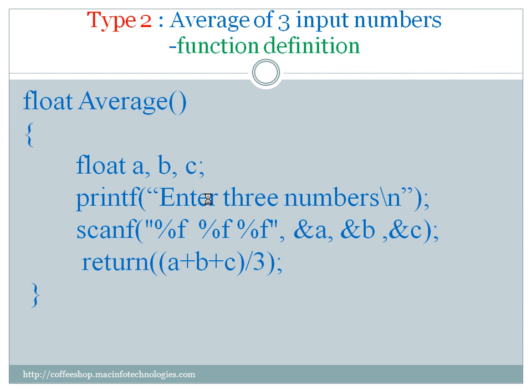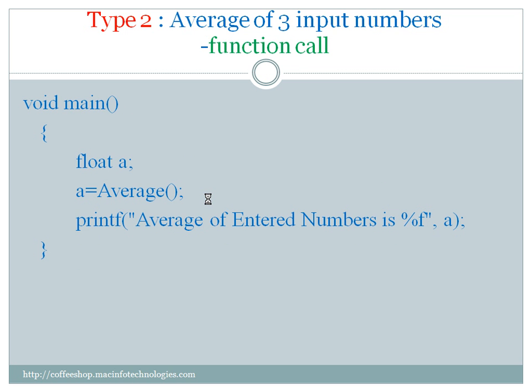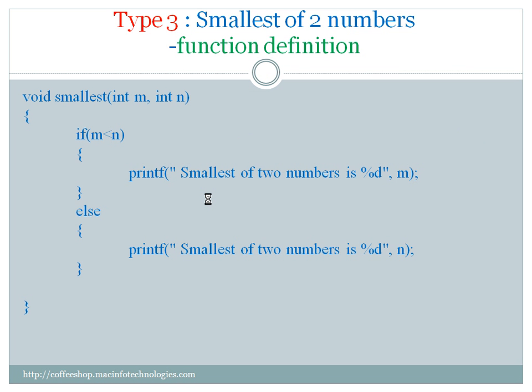Type 2 example we'll see. So in the type 2 example, average of 3 input numbers, we'll create a function which calculates the average of 3 numbers. In this the return type is float. So we'll call this function. This function will say enter 3 numbers, take 3 values and return the average. All we have to do in the main function is call the function. We'll say float a is equal to average. After that we can print the value of a. It will give the average of 3 numbers. So it's very simple. The main function will become very simple as you create more functions.